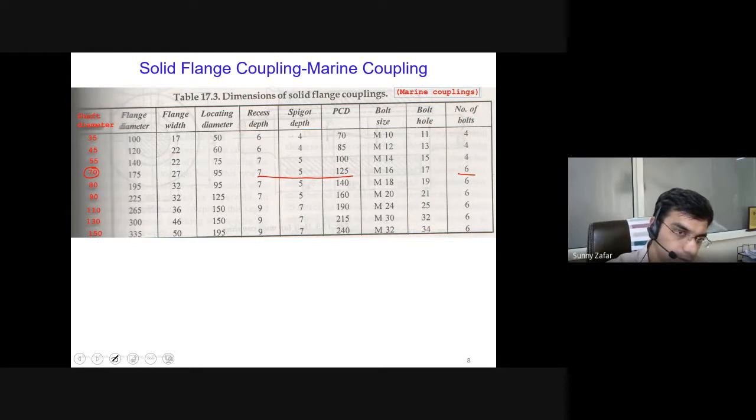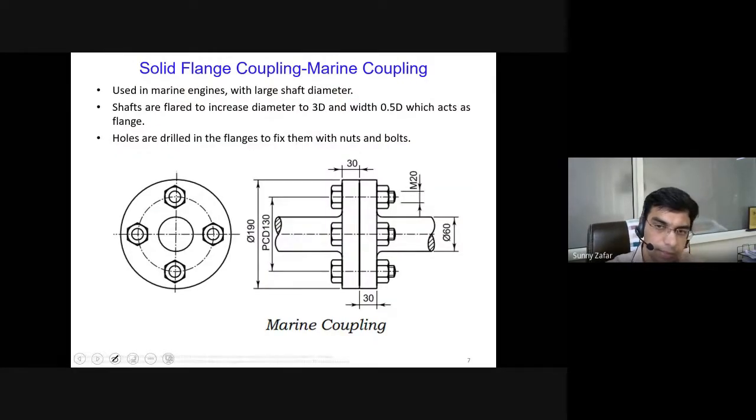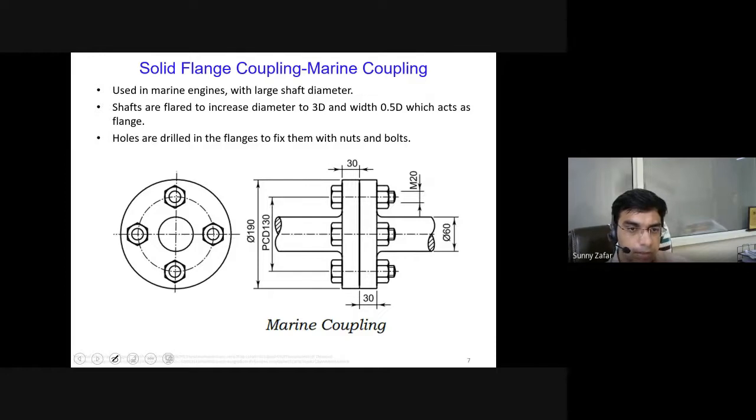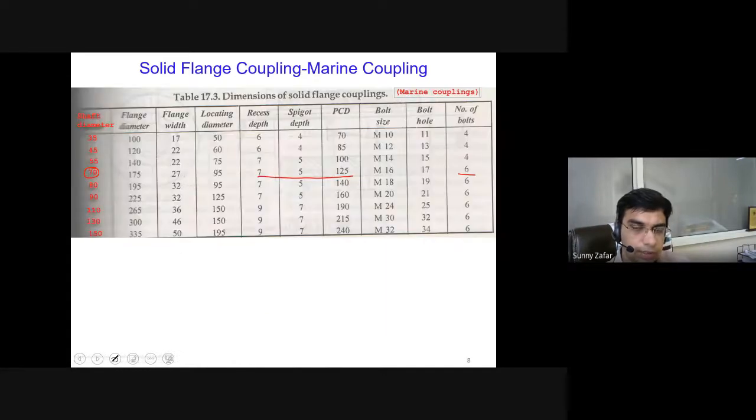So what you can do is correlate this. This may not be a very accurate drawing in terms of dimensions, but yes, the different aspects are captured in this drawing. So you can refer to these tables from this data book, which are provided in these slides.